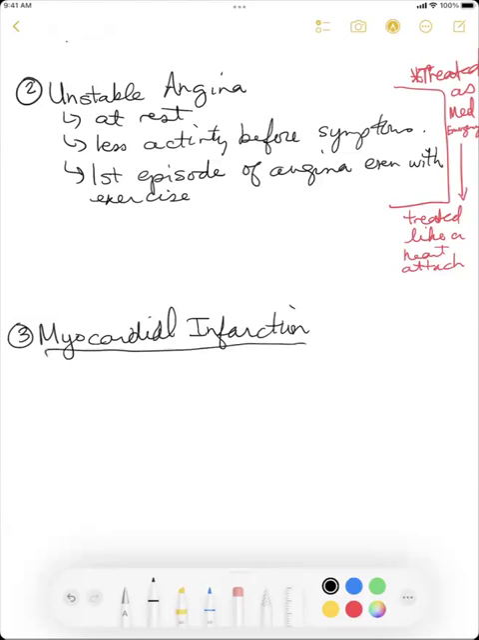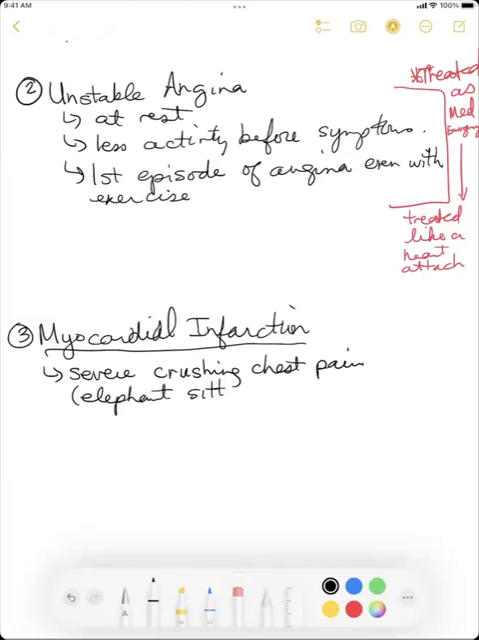This presents slightly differently. This presents with, and my word choice here is very deliberate, severe, crushing chest pain. People describe this like an elephant sitting on their chest. So they are really short of breath.